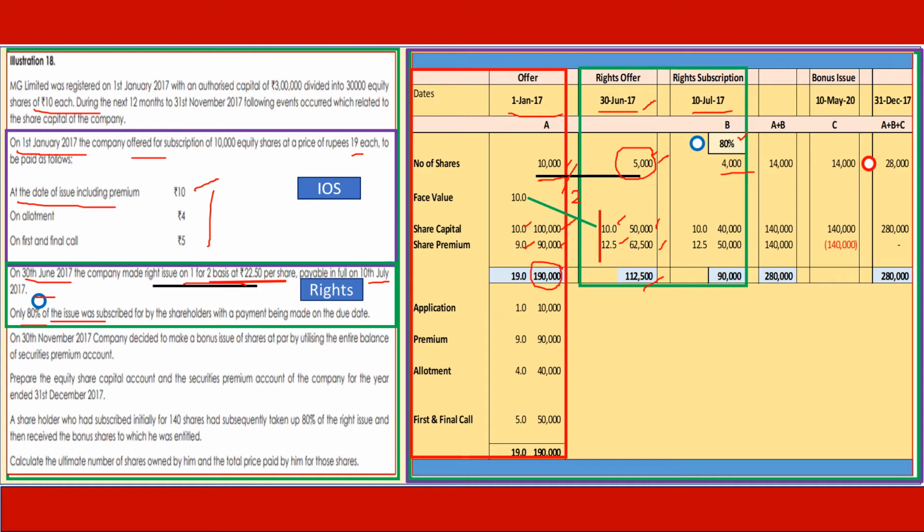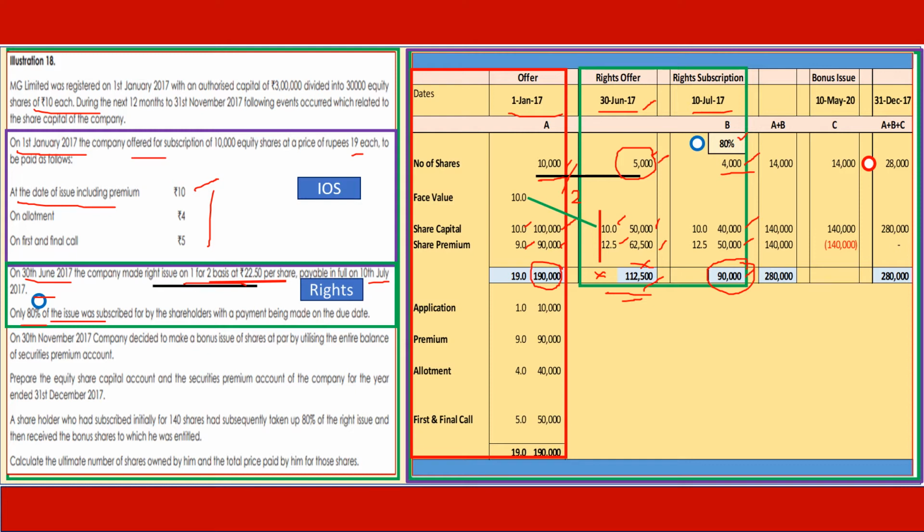But this was just an offer. There is no entry to be made because we have not yet received the application. Now we received the application for 4,000 shares. That is 40,000 towards capital. 4,000 into 12.5, 50,000, means our rights issue is subscribed to the extent of 90,000 instead of 1,12,500. Therefore, this particular portion is just a matter of fact, but it doesn't enter the accounting records.